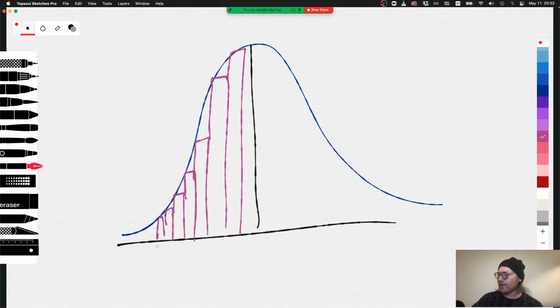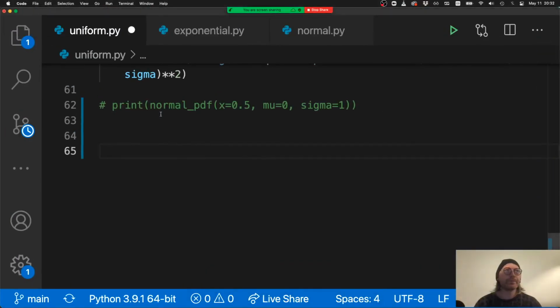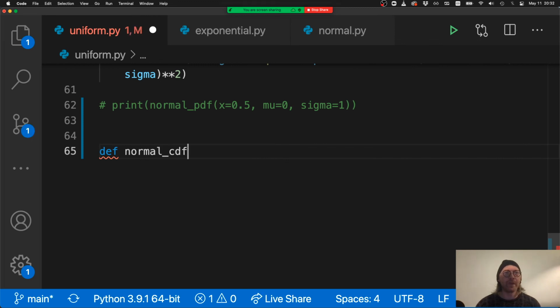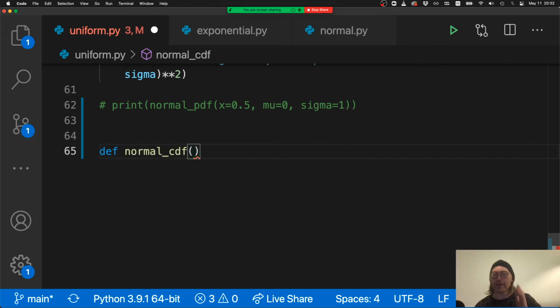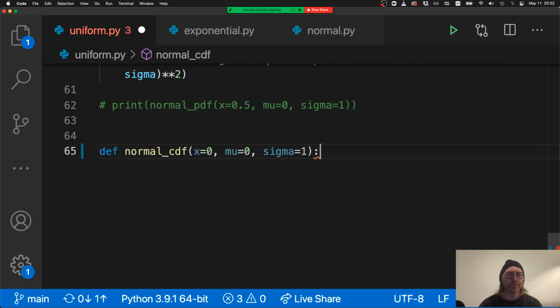And we are going to get the area under the curve relative to those rectangles. I'm going to call this normal CDF, and I'll do my best to explain this as I code it. So we have, let's assume x is going to be 0 by default. Mu can be 0 as well. So we'll just give this a, we'll assume the normalized normal distribution.